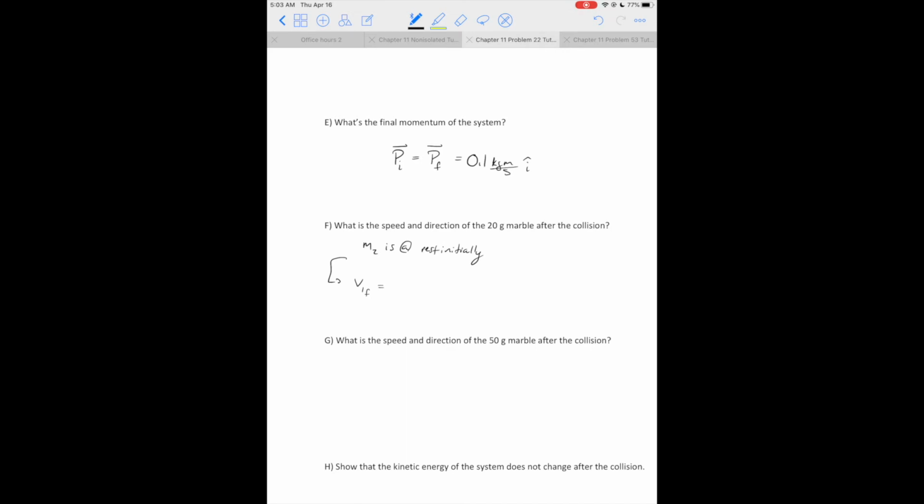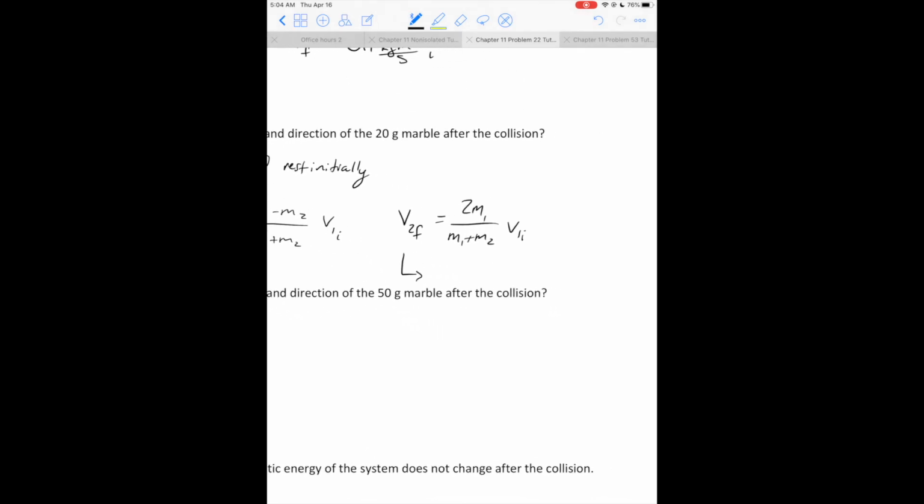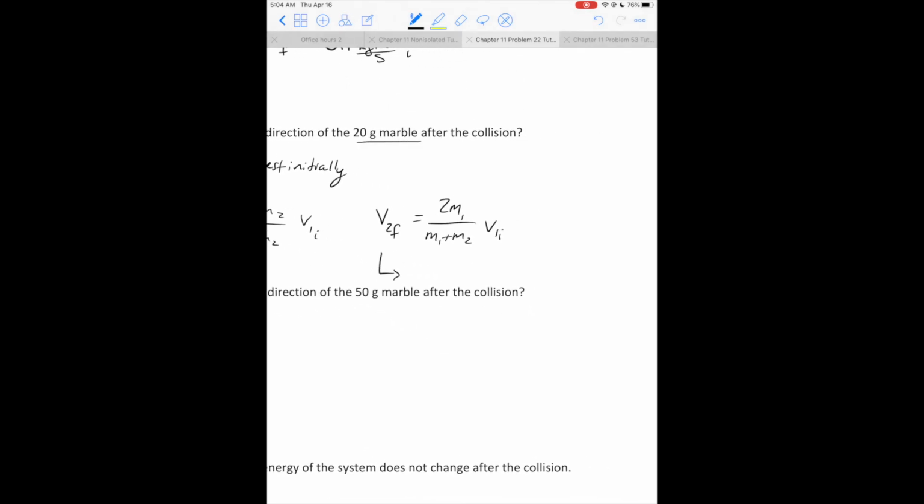So what I can say now is that V1F is equal to M1 minus M2 over M1 plus M2 times V1I. And I can also say that V2F is equal to 2 times M1 over the sum M1 plus M2 times V1I. These were the expressions that I derived in the notes for a very specific case of elastic collisions, and we get to use them here because we satisfy the conditions. So the 20-gram marble is our lighter marble. It's V2F that we're looking for.